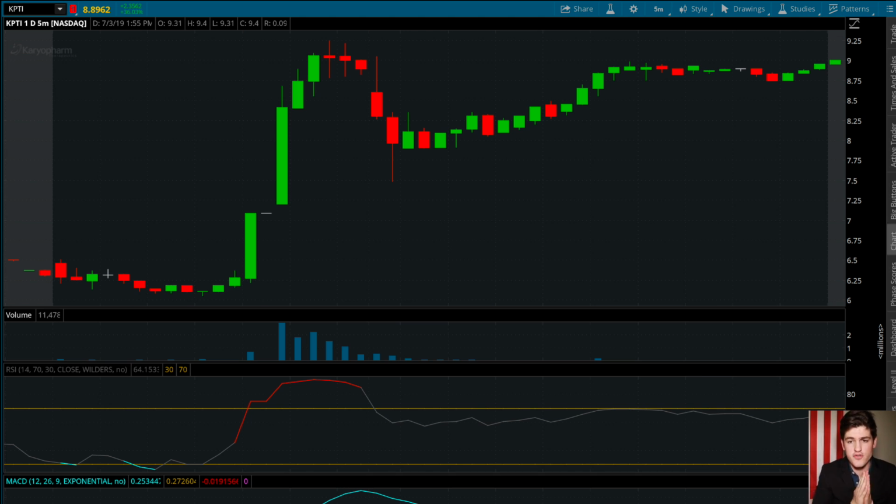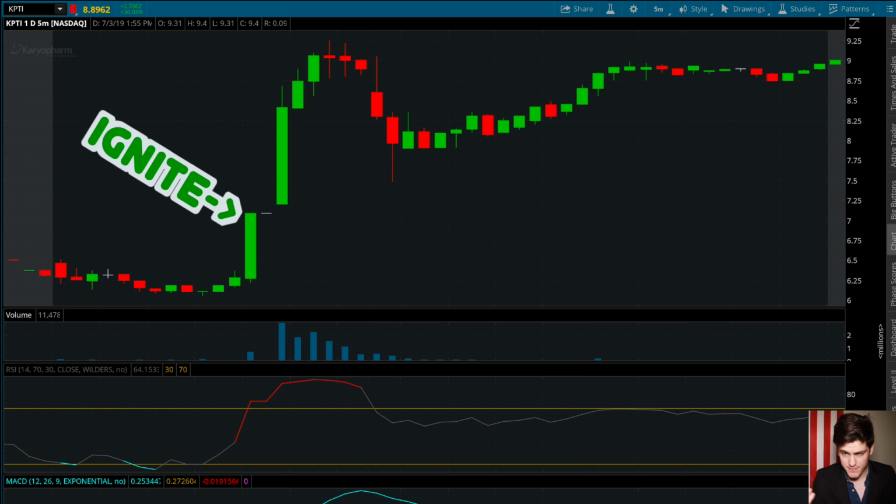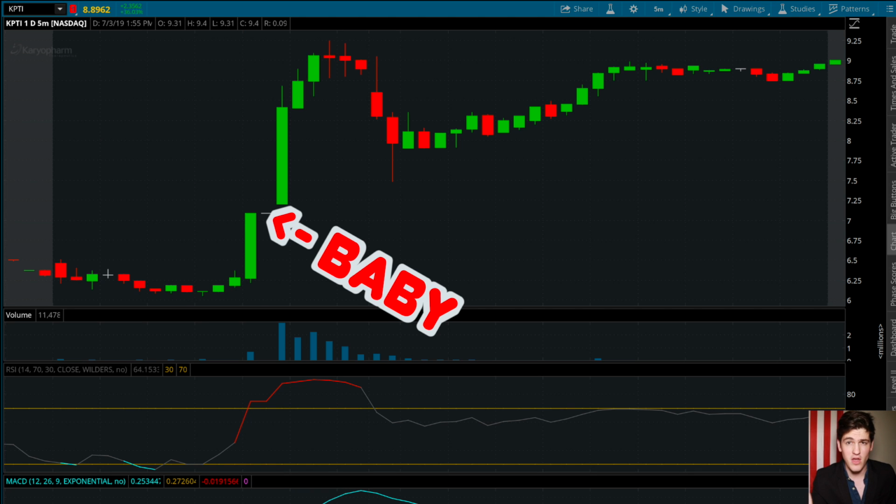First example, in true ZipTrader fashion, we are going to be starting this off with a biotech play. Now KPTI was a big one from last week. KPTI ran up like an inflamed banshee on July 3rd after an FDA approval. And after the original ignition, we saw the narrow baby candlestick, which by the way can be flat. It doesn't have to be an opposite candlestick, it can be flat. And then we saw a pattern confirmation.